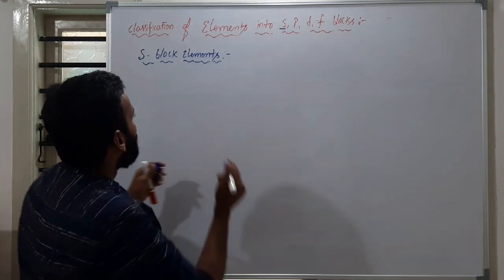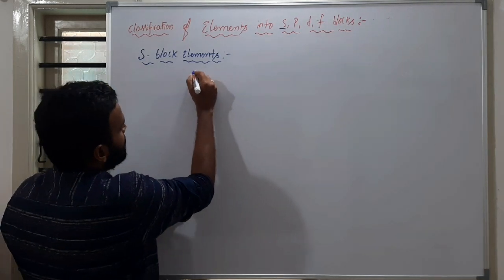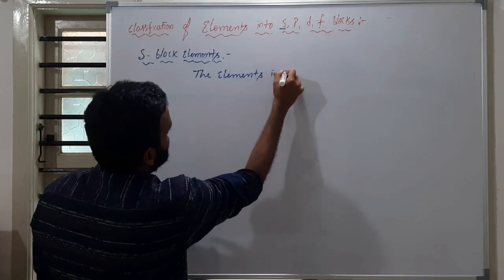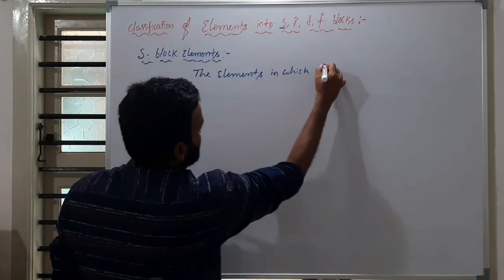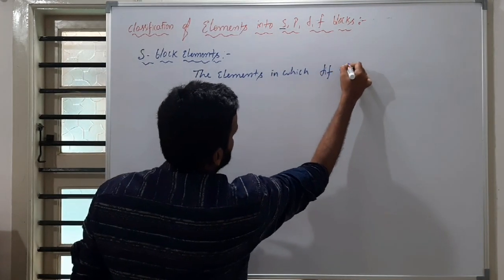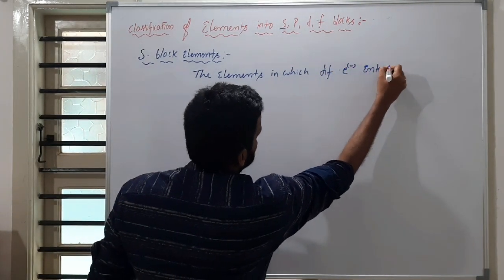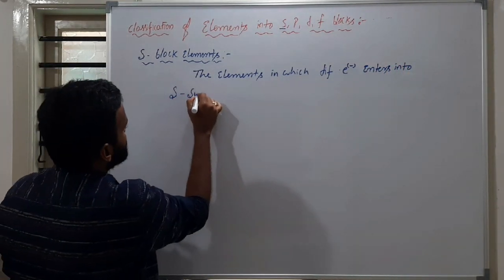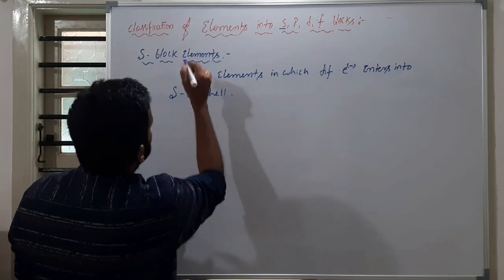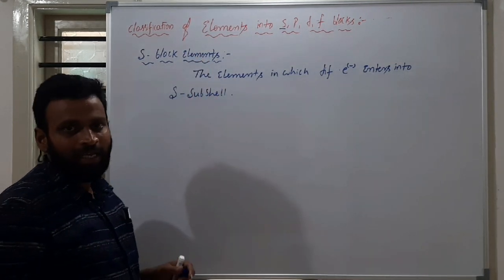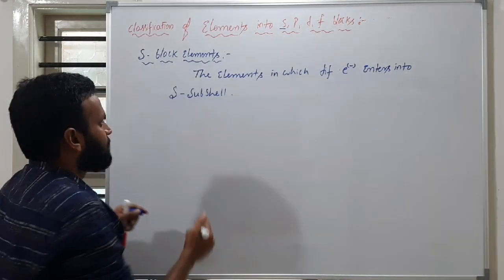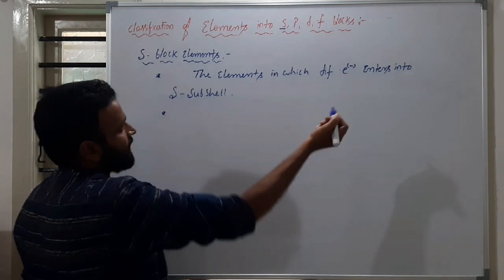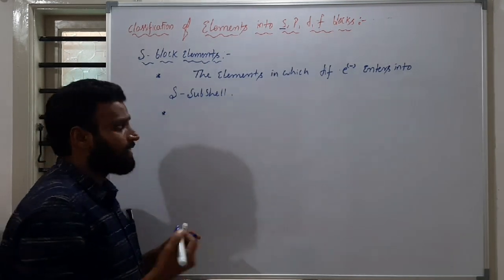Okay, so who are the S block elements? The elements in which the differentiating electron enters into the S subshell. They are called S block elements. So why are they called S block elements? Because the differentiating electron enters into the S subshell.